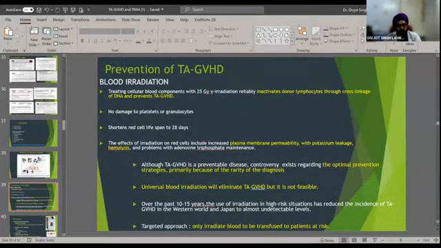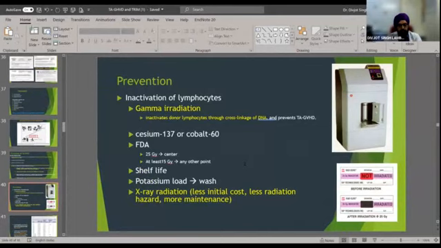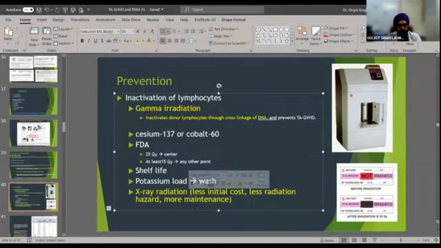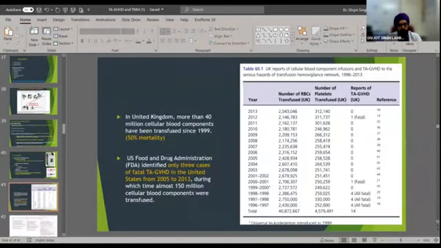Although GvHD is a preventable disease, optimal prevention strategies should exist. Universal blood irradiation will eliminate GvHD, but it is not feasible at all institutes, depending on country to country. So a targeted approach is to only irradiate blood to be transfused to patients at risk. Prevention is by gamma irradiation, and X-radiation can also be used. It has a lower initial cost and less radiation hazard, but more maintenance is required for X-radiators.